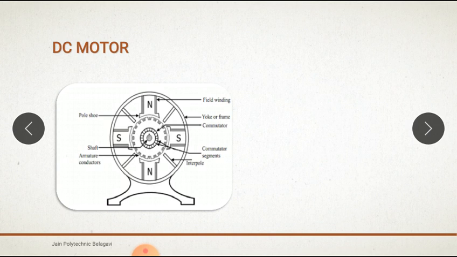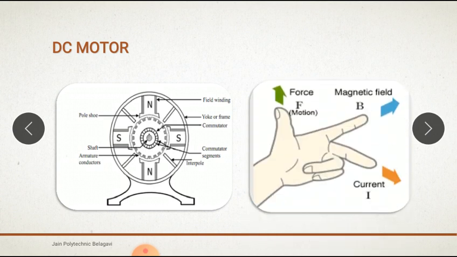Working principle. A DC motor works on the principle that whenever a current carrying conductor is placed in a magnetic field, it experiences a force and tends to move at right angles to the direction of the main field. And the DC motor works on Fleming's left hand rule.